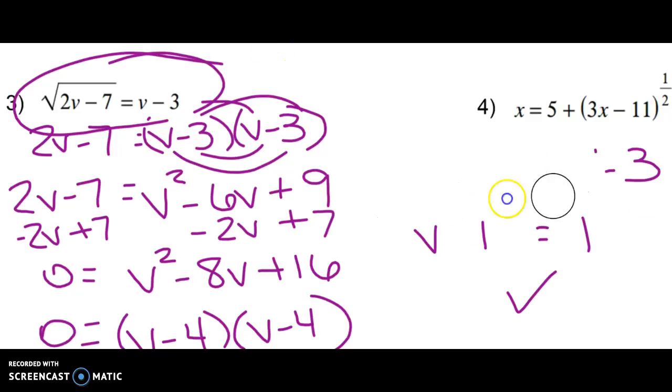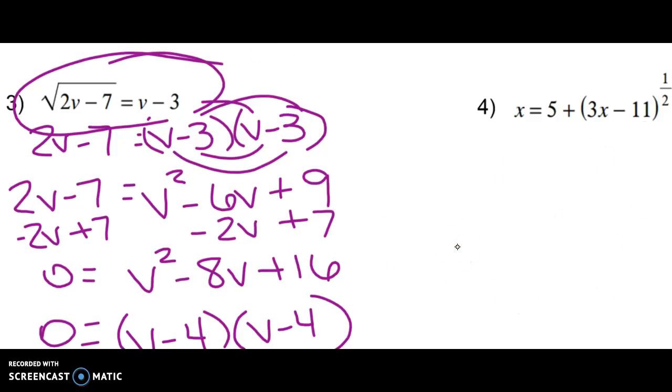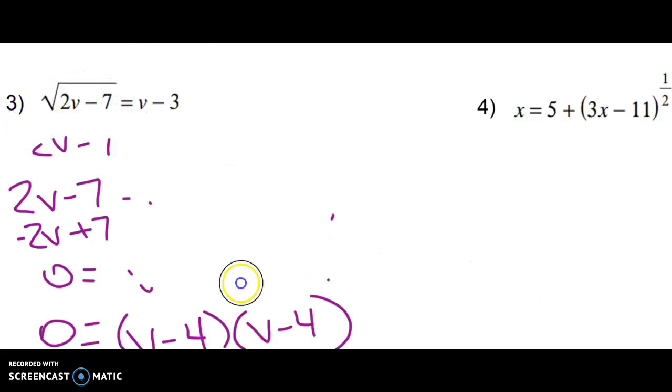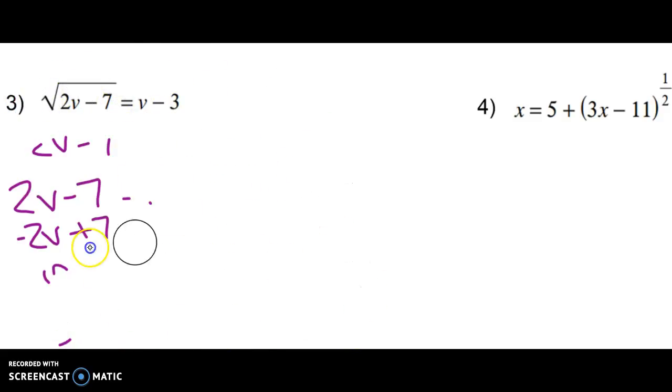I hope I have enough time to finish this. I've got one more to do. So v equals 4 is the right answer for that. All right, let me move on to number 4.